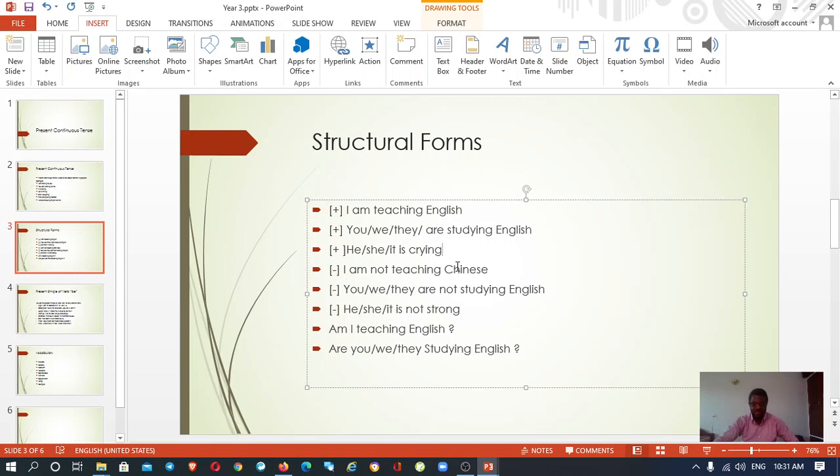Here is the negative form. Negative only means when we use this "not." That's what makes it negative. Okay? So I'm not teaching Chinese. That is a negative sentence. You are not studying English. We are not studying English. They are not studying English.